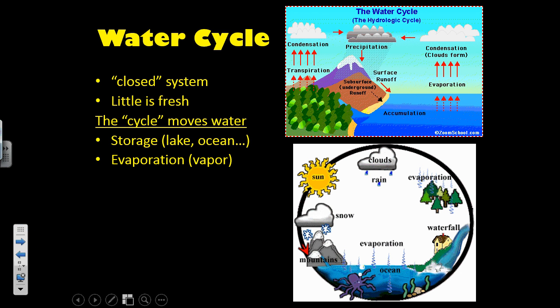Now, evaporation is how water goes from a liquid to a vapor. The important part you need to remember here is in order for that to happen, it takes energy. And that energy often comes from the sun, causing that water to heat up and then be released as a vapor. But it takes energy input to get that to happen.